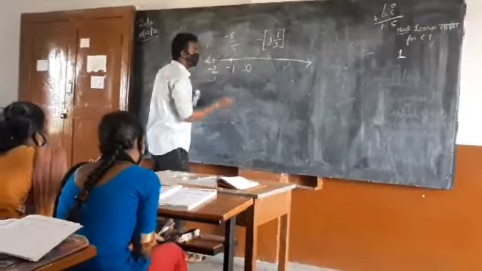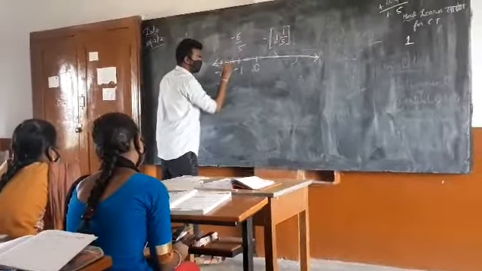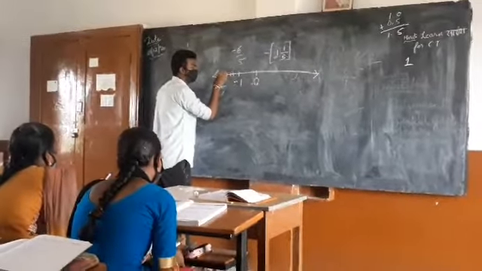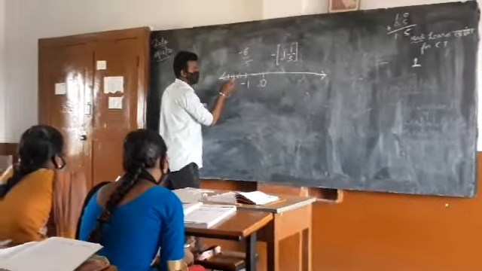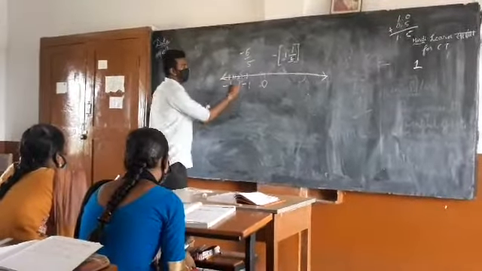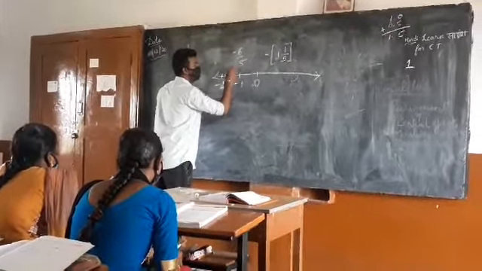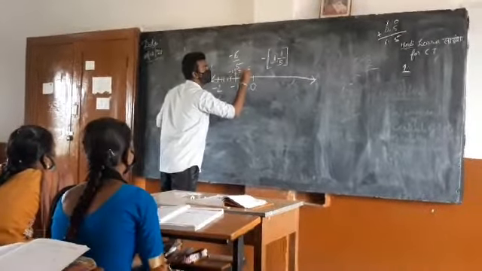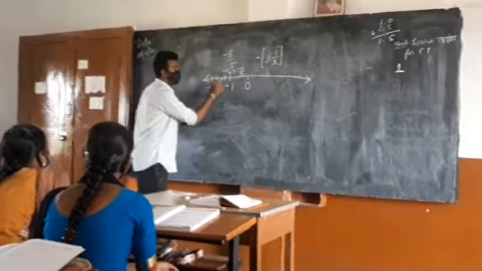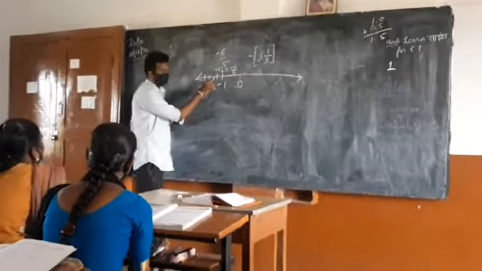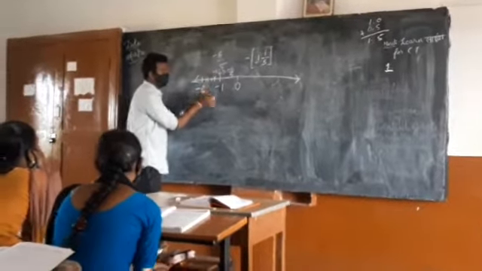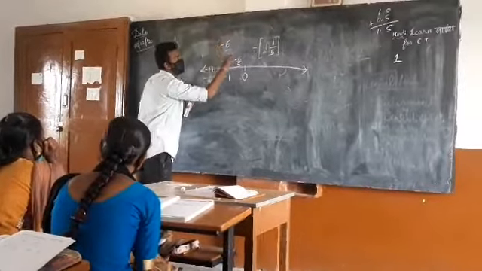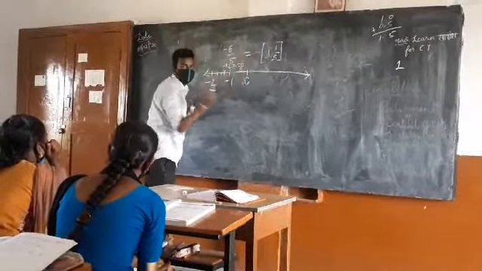According to the denominator, you are going to make 5 divisions. 1, 2, 3, 4, 5. This will be minus 1 1 by 5, that is nothing but minus 6 by 5. This will be minus 1 2 by 5. This will be minus 1 3 by 5. I just converted that into a mixed fraction.